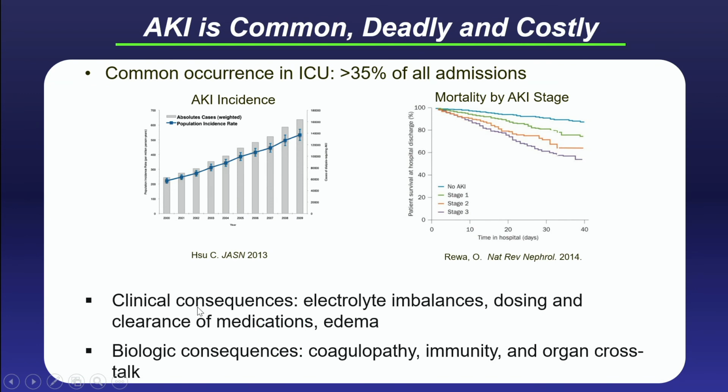AKI is quite common. Some estimates are that almost a third of all patients in the ICU have some form of acute kidney injury, and it has clinical consequences. When we're caring for patients in the ICU, we're concerned about electrolyte imbalances. There's a challenge with dosing antibiotics as well as other sedatives and analgesics. Then there are issues of edema, either pulmonary edema or kidney edema. And then there are biologic consequences from coagulopathy, immunity, and organ crosstalk.